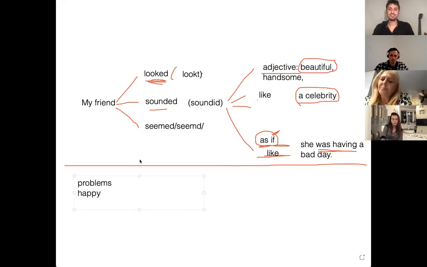Okay. She sounded worried. Good. Because worried is an adjective. She sounded worried. Okay, good. So think of it, it doesn't have to be problems.